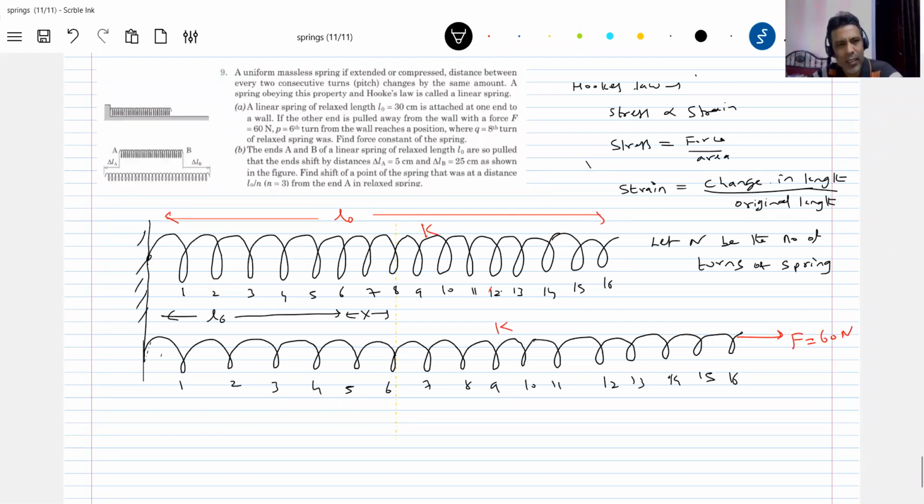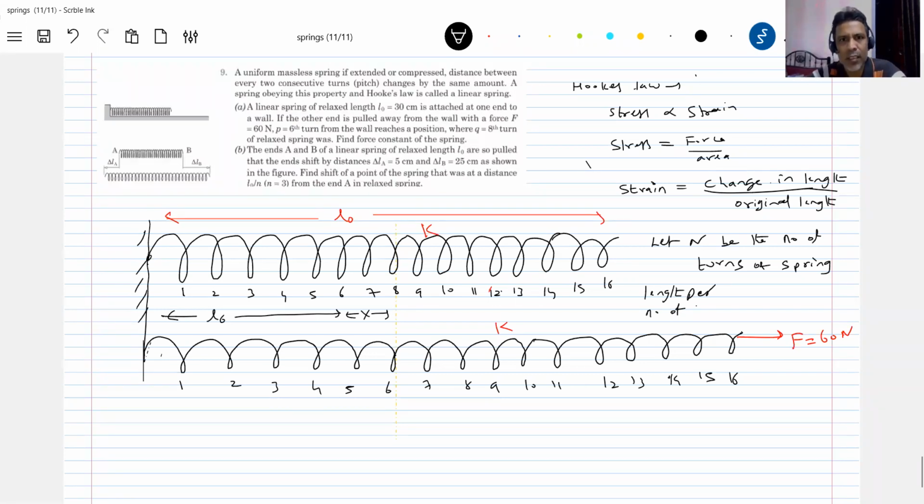Otherwise, the gap should not be there between the turns. The turns will almost come in contact. So what is it for 6 coils? The length, I'll define a quantity called lambda. So what is lambda? Length per number of coils, or length per number of turns or coils, anything.